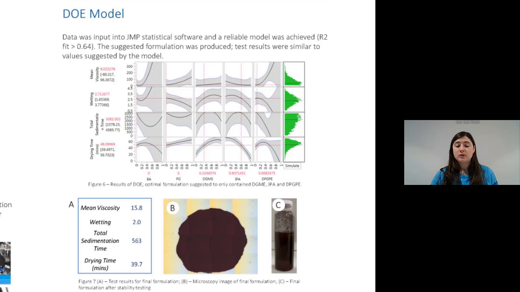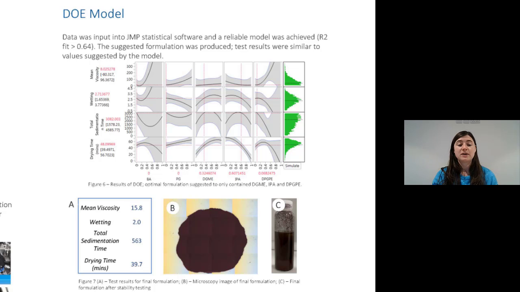So the outcome of this DOE was that a formulation was recommended based on our required outputs. So we put in a target range for viscosity. We aimed to maximize stability, maximize drying times to prevent ink drying on the inkjet cartridge, and maximize wetting onto a substrate. The final formulation was produced in replicate, and this confirmed statistical findings. And this resultant formulation did achieve the set requirements.